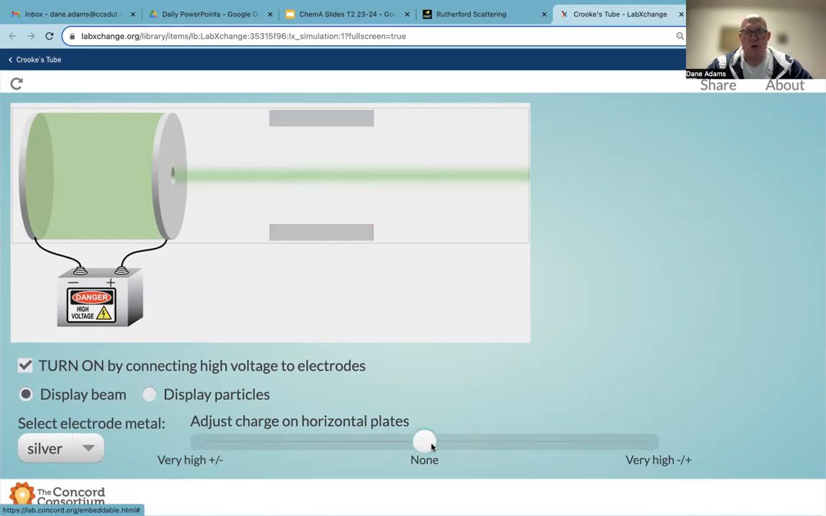And if I move the slider over here and I make the bottom plate positive and the top plate negative, they are still bent toward the positive and away from the negative. Now, you've likely heard back in elementary school the phrase likes repel and opposites attract. Well, that is exactly what's going on here. Because this beam of little particles is attracted to this positive plate and repelled by the negative plate, what does that tell us about the charge of the beam of particles? It tells us that the beam of particles is negatively charged.